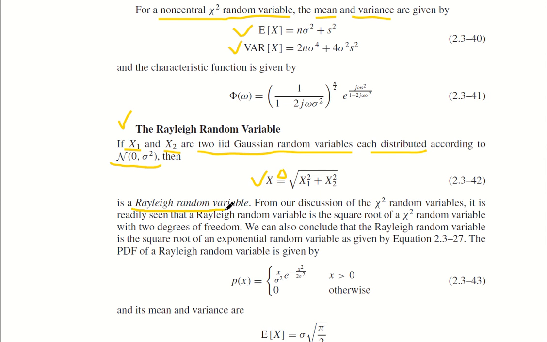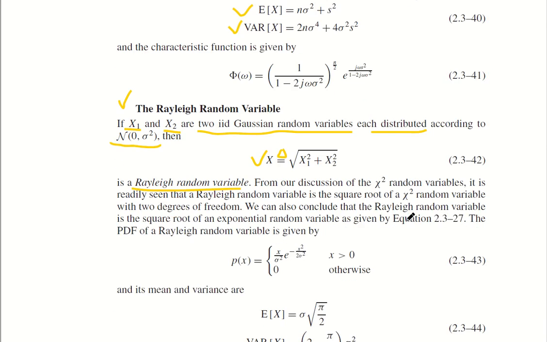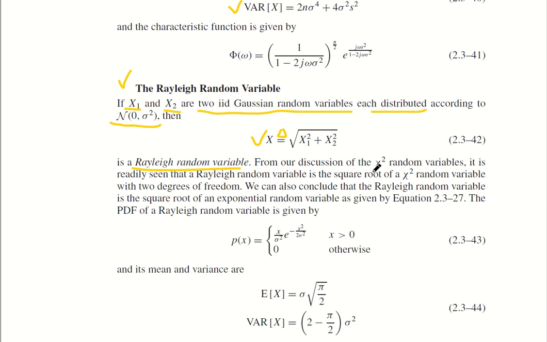We call it a Rayleigh random variable. And from our discussion of the chi-square, it is already seen that the Rayleigh random variable is a square root of a chi-square random variable with 2 degrees of freedom. We can also conclude that the Rayleigh random variable is the square root of an exponential random variable.